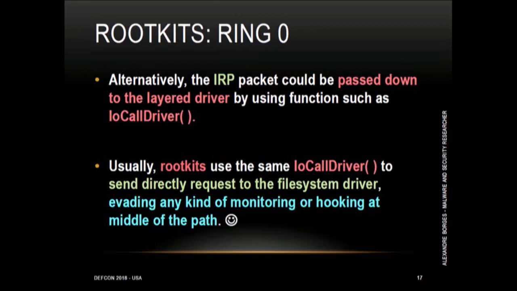Alternatively, IRP packets can be passed down to the lower driver by using this specific call, IoCallDriver. Here we have a very nice trick. Some malware try to pass the IRP packet to the lowest driver by bypassing the middle drivers, and so avoiding being detected by monitoring tools and hooking tools. So it's a very nice and smart trick to evade defenses.